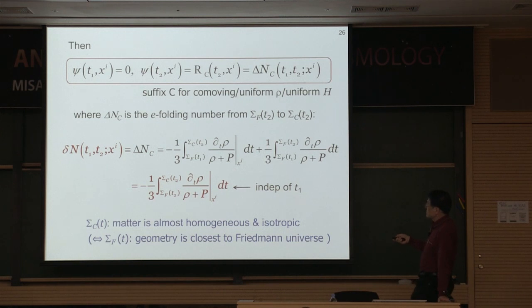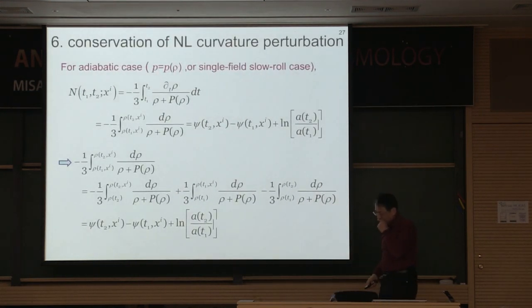Now, in this case, if you assume, I think you need to assume p is a function of rho. What is this? Wait a minute. No. Sorry. This just wants to tell you, it's maybe tautological. I mean, this delta N, because we chose the initial slice to be flat, is independent of time t1. And I just tried to write it explicitly, but I guess this is unnecessary. This is enough. Now, in the case, maybe I should finish.